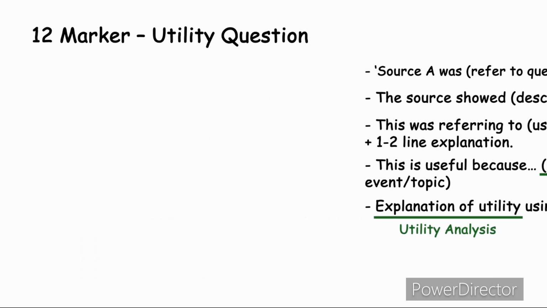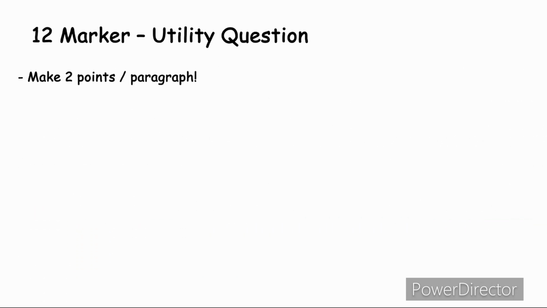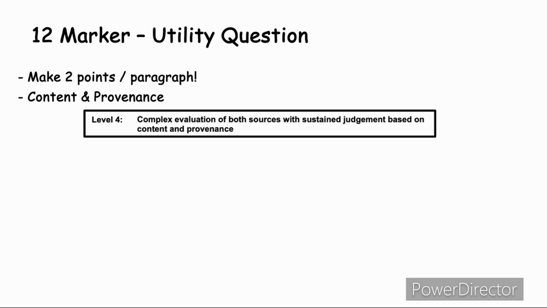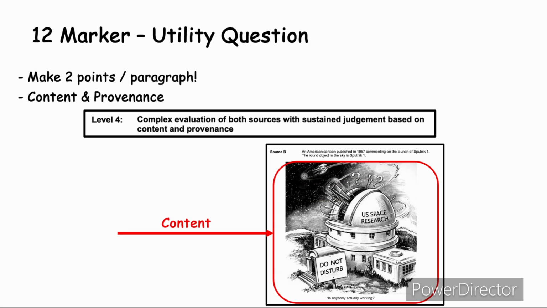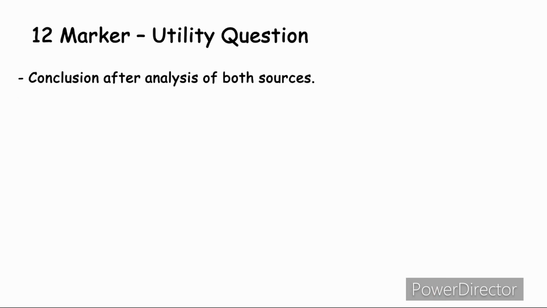In this particular question, we want to do 2 points for each source, preferably 1 point on provenance and 1 point on content, as the highest level has asked for both. Content is what we looked at, the actual source, and provenance is the background of the source, provided usually on top of the source with 1 line only. We just make 2 points, give evidence from it, explain its utility with your own knowledge, then you can move on. Repeat this on the other source, then the conclusion.